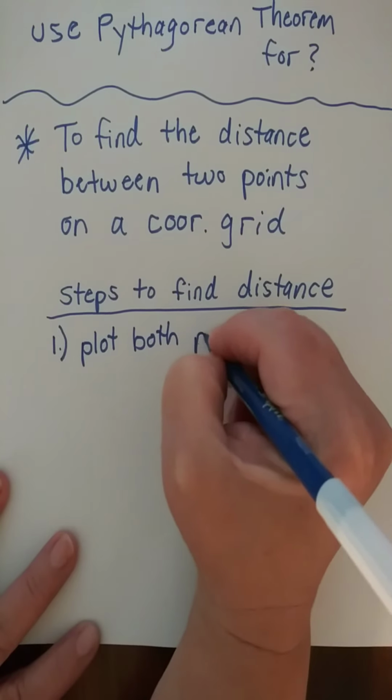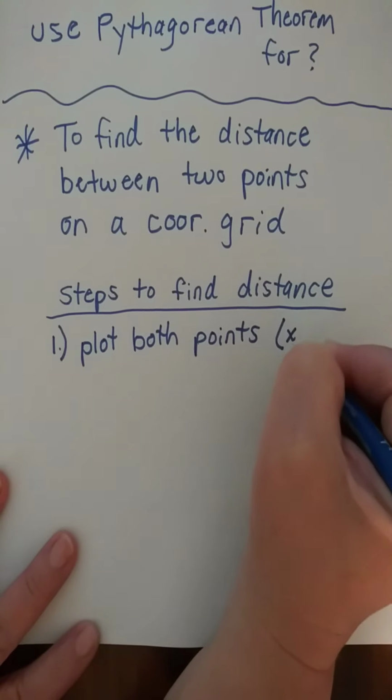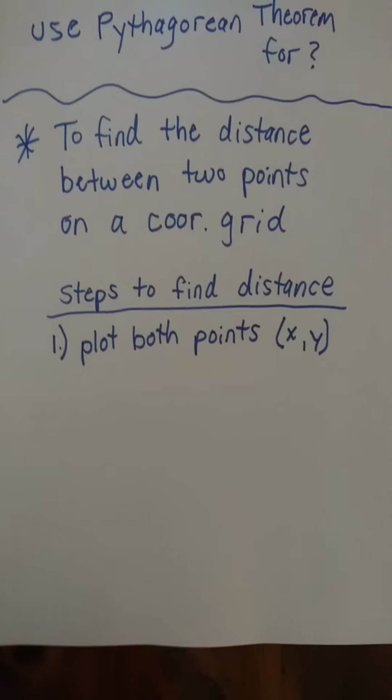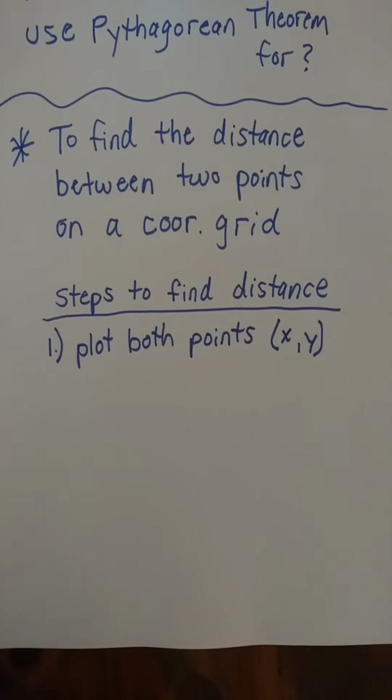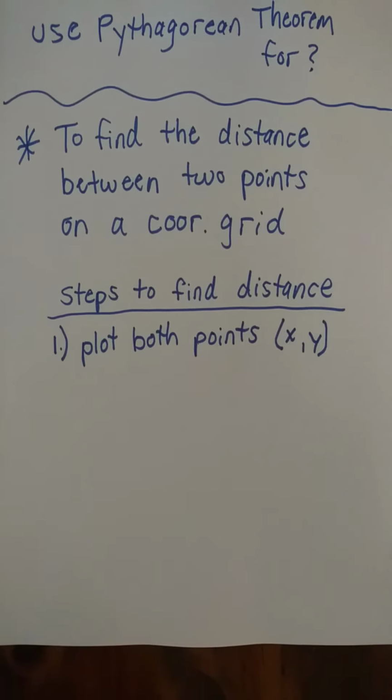Plot both points. Now remember, when you plot the points, you have an X and a Y, right? X tells you how far to move side to side. The Y tells you how far to move up and down. So the first number goes side to side, second number is up and down.